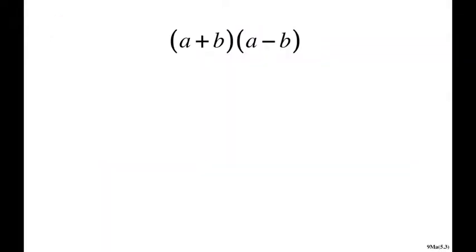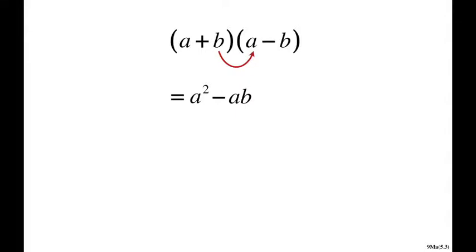Now, what I want to do is consider A plus B, A minus B. Now that's a set of brackets, and let's multiply the brackets out. So, here's our technique. It's the FOIL method, or expanding the brackets. First of all, A times A gives A squared. Now we're going to times the A and the B, but there's a minus in front of the B, so A times minus B gives minus AB.